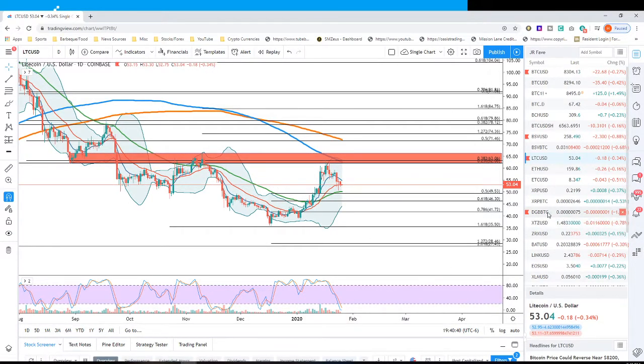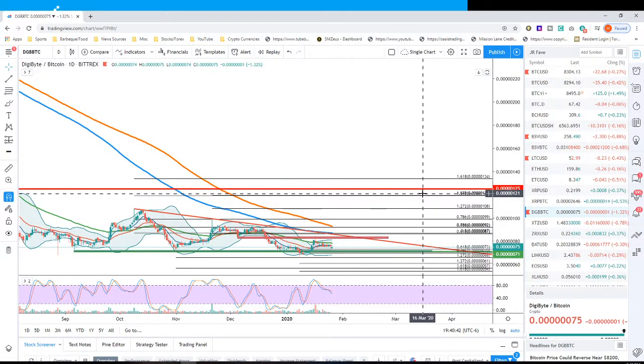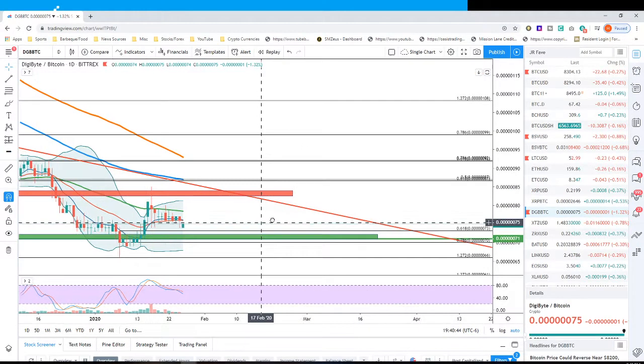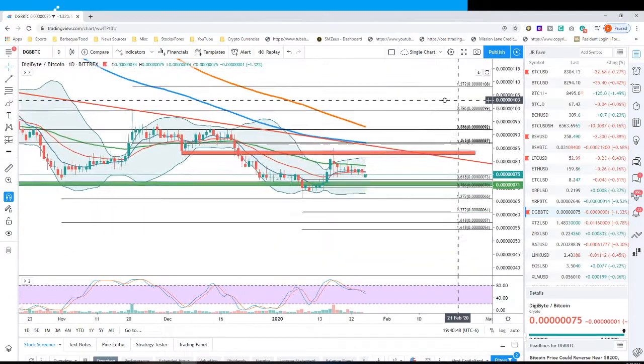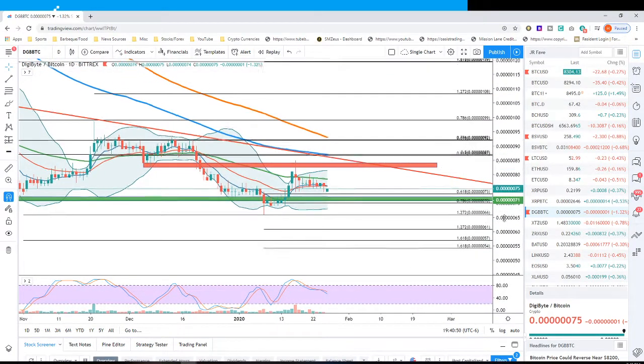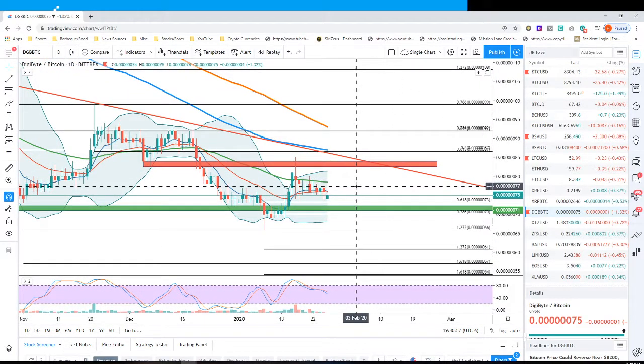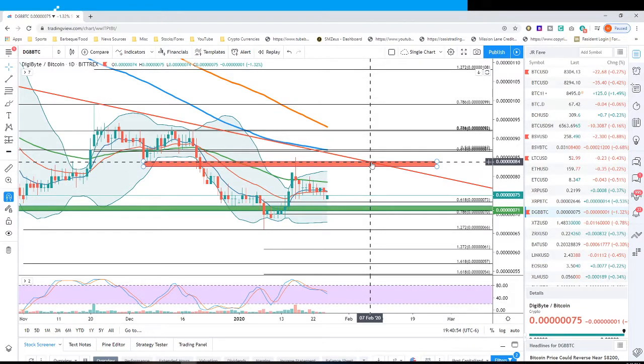Let's go look at Digibyte. Digibyte still, it just does this, right? It just teases everybody to think that it's going to go higher, but then it breaks down. So let's see if this support area holds right here.